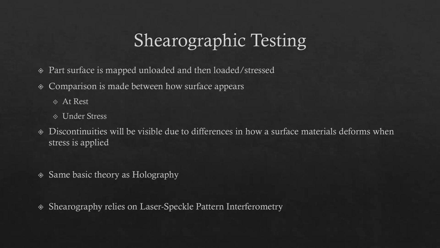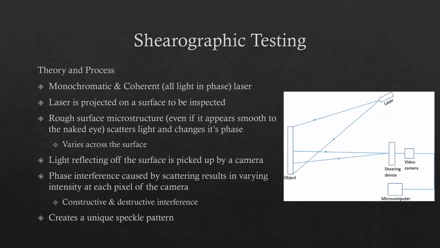So instead of looking at purely the phase, we're looking at a speckle pattern that results. And the setup for this now, you can see, is we don't split the beam before we look at it, okay? So we start with, again, a monochromatic, coherent, all the light in phase laser. But now we project that laser directly on the part, and a rough surface, even if it appears smooth to the naked eye, remember, this is another method that can go down to that 10,000th of an inch.